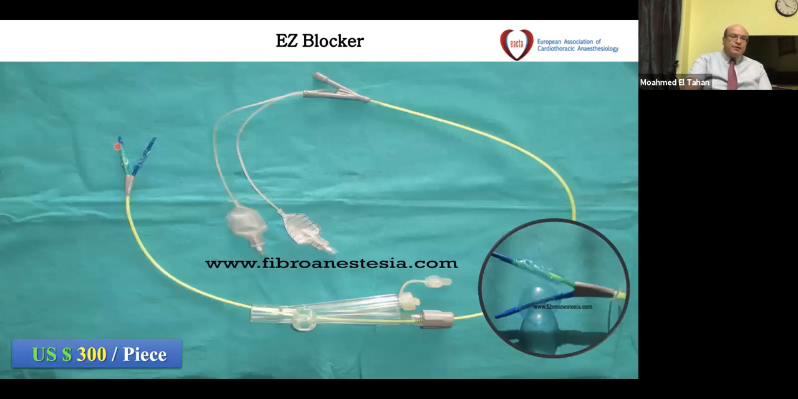Easy blocker, as I told you, has two branches. It is straddling over the carina, and if you want to inflate the right side and work on the right side, you can inflate the cuff under vision, or the left side. It could be used for sequential surgery, and also can be used for unilateral surgery.